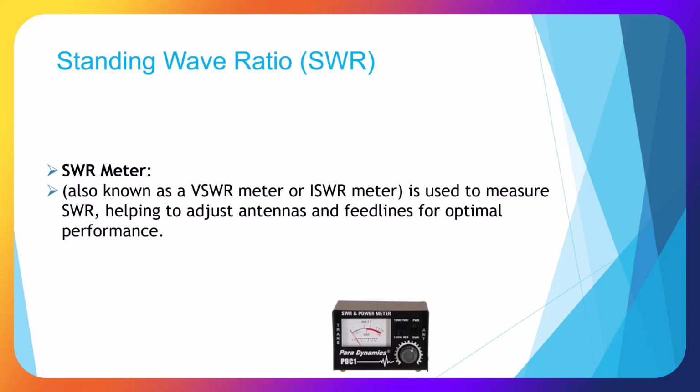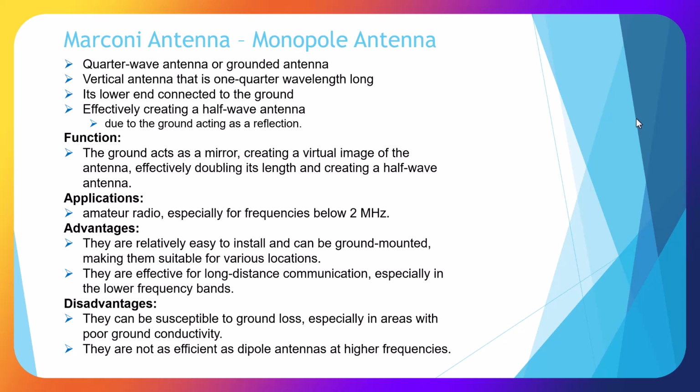Here I'm showing an SWR meter, and it's a tool to measure the SWR. It's also known as a VSWR meter or an ISWR meter. Here's a picture of, I think, an inexpensive one, but we need this to adjust the feed lines and antennas for optimum impedance match. Okay, let's talk about Marconi antennas or monopole.